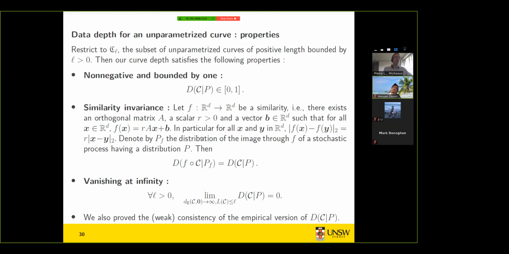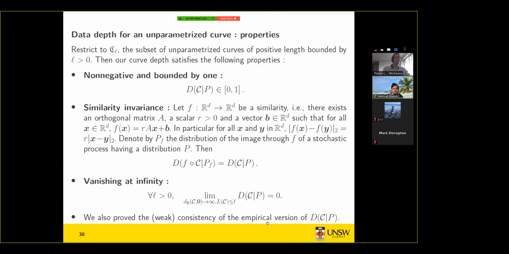So we proved a number of results for this new notion of depth for curves, for unparameterized curves. So we proved that this depth is always between 0 and 1. So it is 0 if the depth is small, meaning that there is an outlier or the curve is outside the bundle of the other curves. It's 1 if it's right in the middle, okay? So like the median, for example, right in the middle. Similarity invariance. So it's invariant to a rotation of the set of curves or scaling of the set of curves, and vanishing at infinity. So if we take this red curve and we send this red curve very far away from the main set of curves, then its depth will tend to 0. It will converge to 0. And we proved also the consistency of the empirical version.